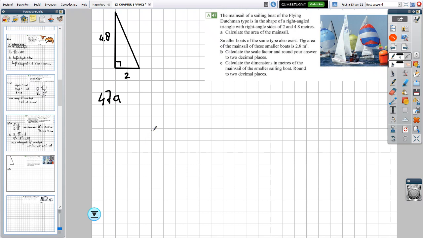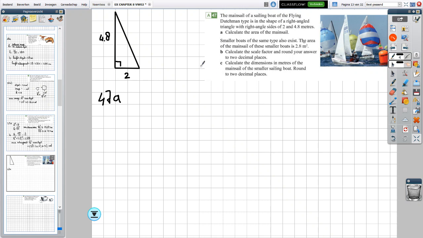Welcome back everyone. We're going to cover exercise 47 in this video, which is still about areas and scale factors. They give us a nice little picture to give us a practical example. They're talking about the main sail of a sailing boat, and they say we're going to say that it's approximately a right-angled triangle with sides 2 and 4.8. And then at A they ask us to calculate the area of the main sail.